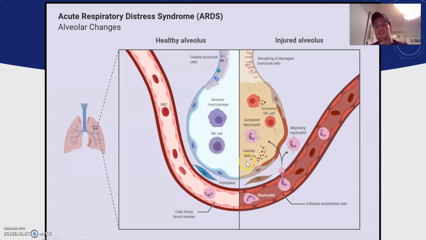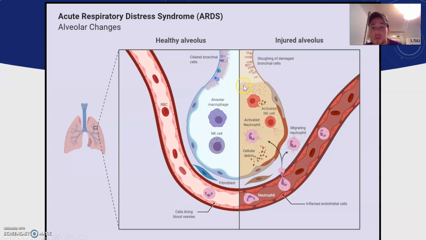Additionally, these macrophages are going to activate neutrophils to come out of the bloodstream and into the lungs, and neutrophils also release cytokines. But eventually it leads to massive amounts of death in the alveoli. Now, when cells die, it releases all of the cytoplasm into the alveoli, and a whole bunch of liquid gets released and starts to build up.